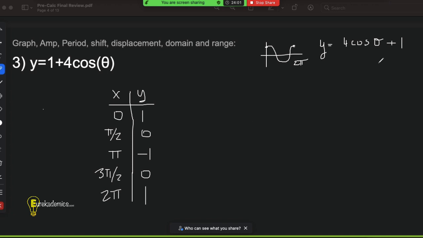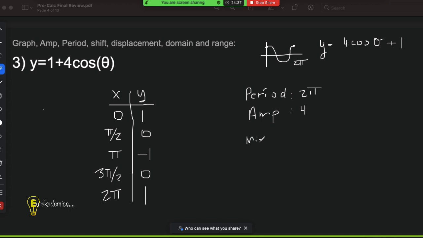So now let's answer our questions. I always check the period first because it's the most complicated one. And to check the period, we look for a number or a multiplier in front of theta, which we don't have. So our period stays the same. No period change. Our period is still 2 pi. Now, amplitude is pretty easy. Think of it like a guitar string. This number four is like multiplying the guitar string, so it's got to hit four when you strum it, if you will. So the amplitude is four.